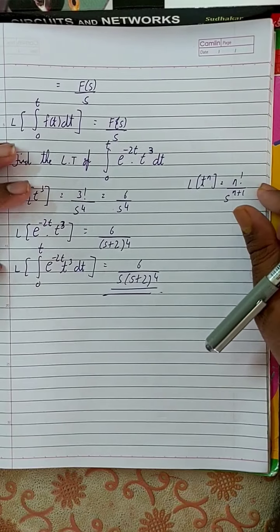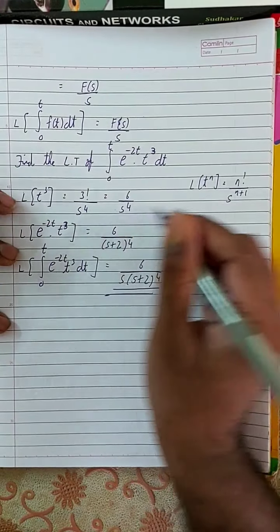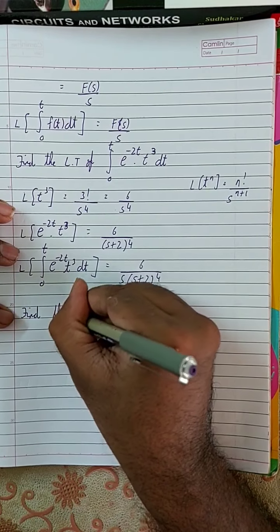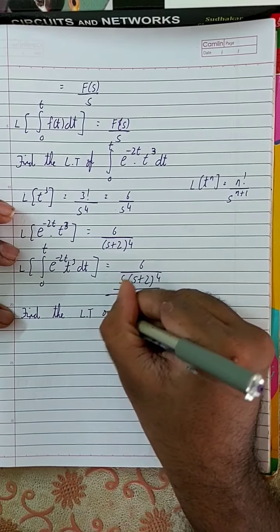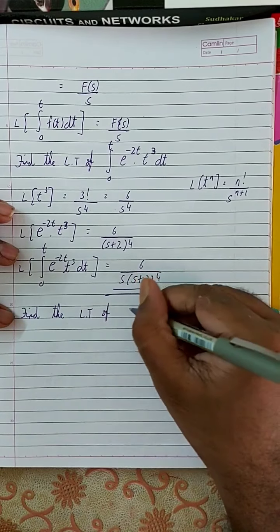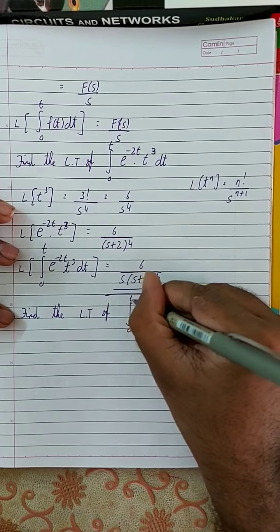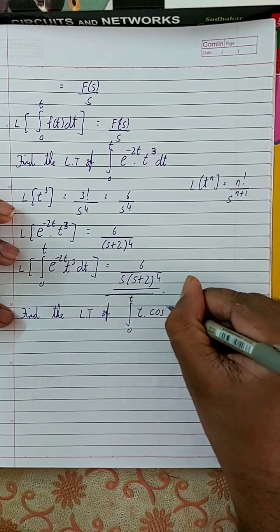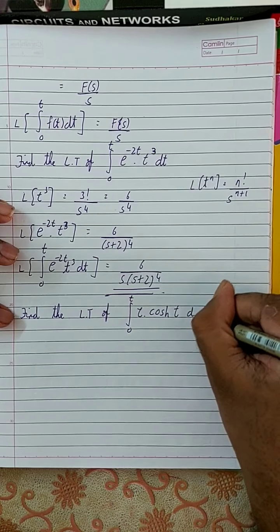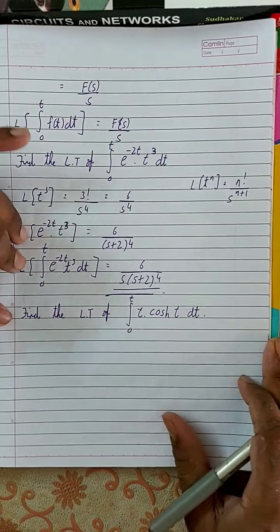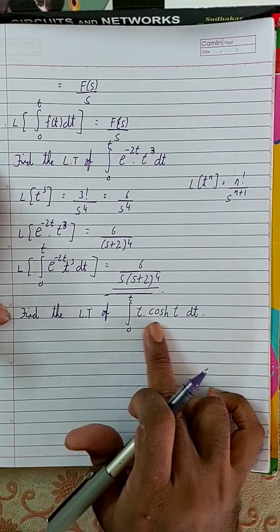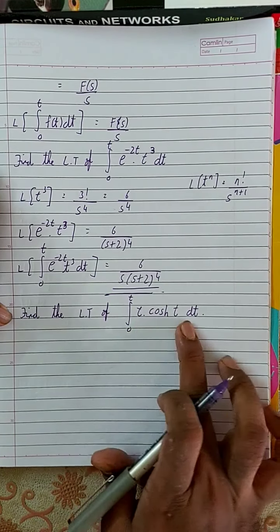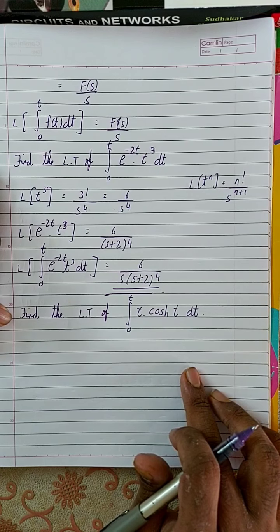Let's do one more question. Find the Laplace transform of integral 0 to t into cos h t dt. Okay, let's do this question also. Integral 0 to t into cos h t dt. So here first I need to find the Laplace transform of this function, right?